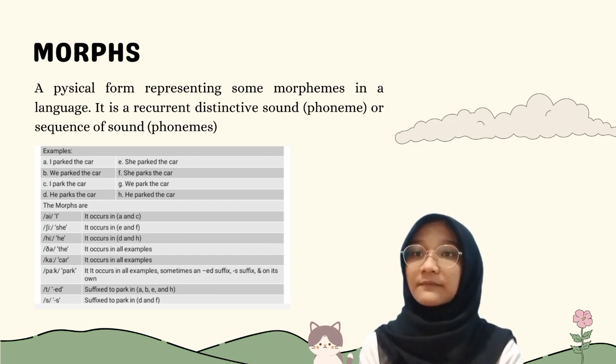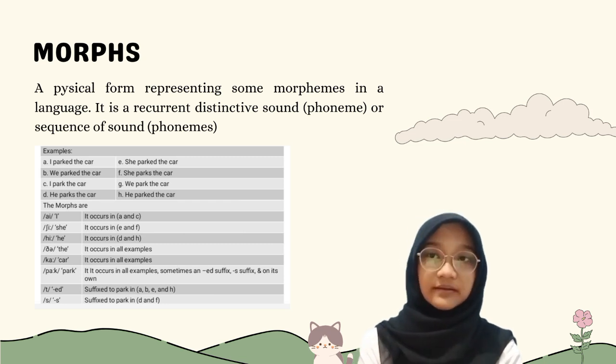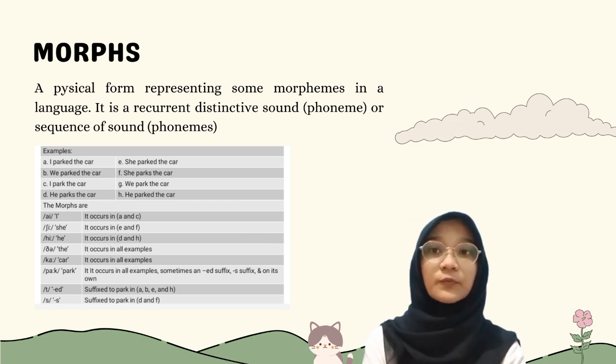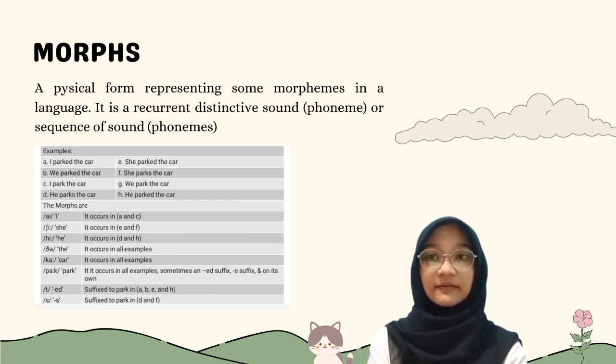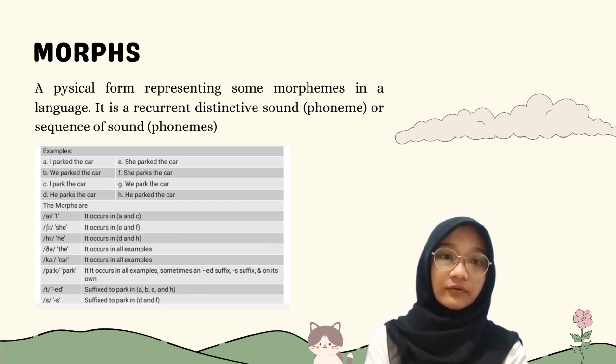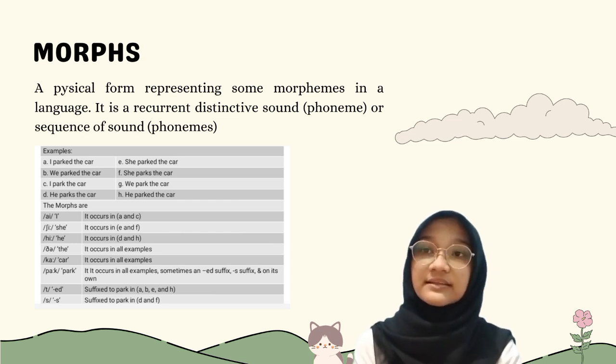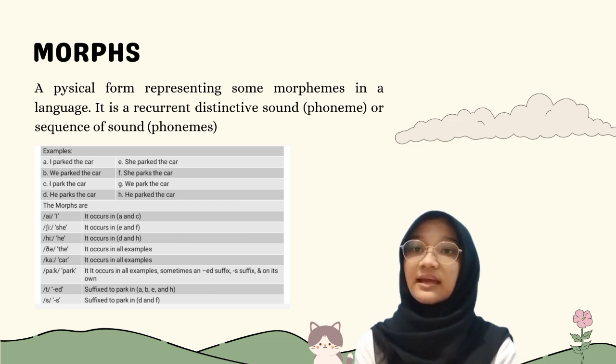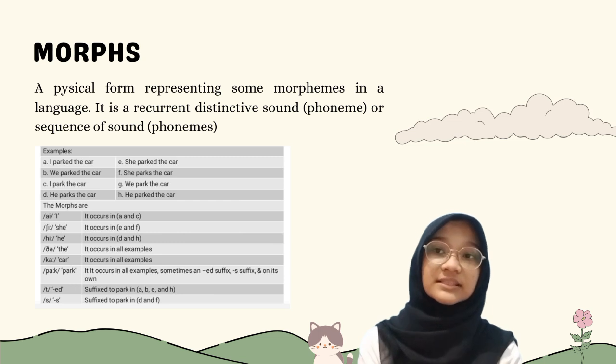As you can see in the example, there are a few sentences: I park the car, we park the car, I park the car, he parks the car, she park the car, she parks the car, we park the car, and he parked the car. For the morphs, or physical forms, you can see "I" occurs in A and C, then "she" occurs in A and F, "he" occurs in D and H, and "the" occurs in all examples, as well as the word "car".